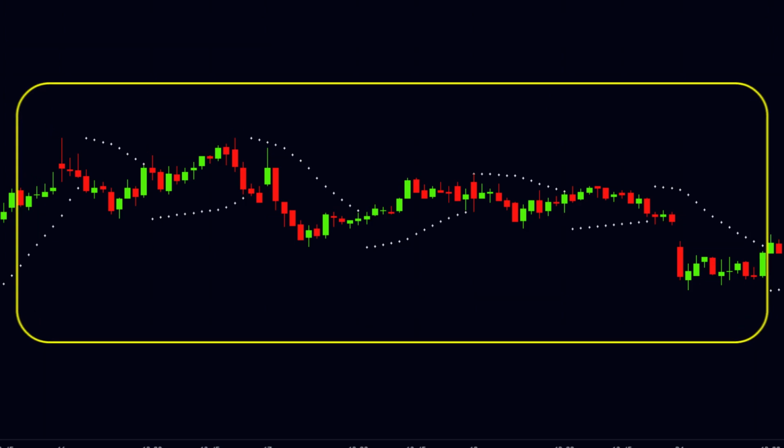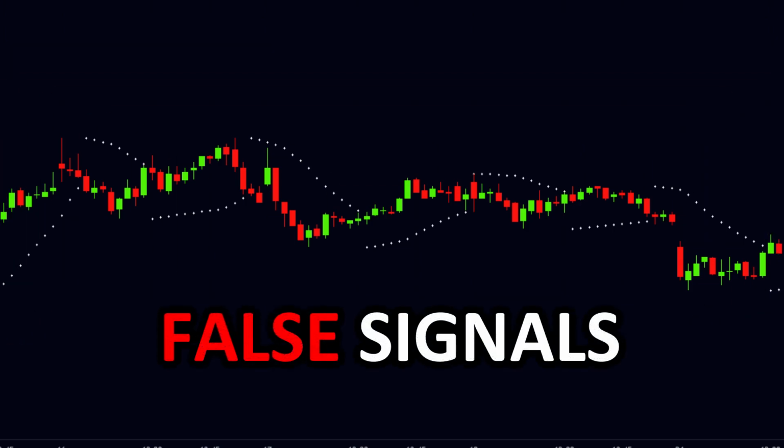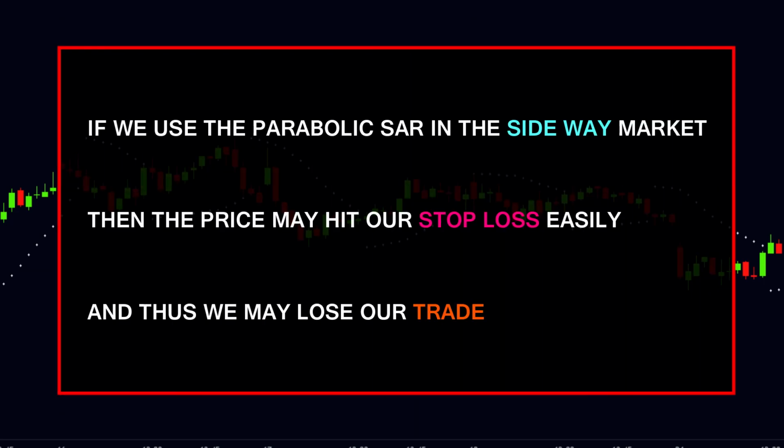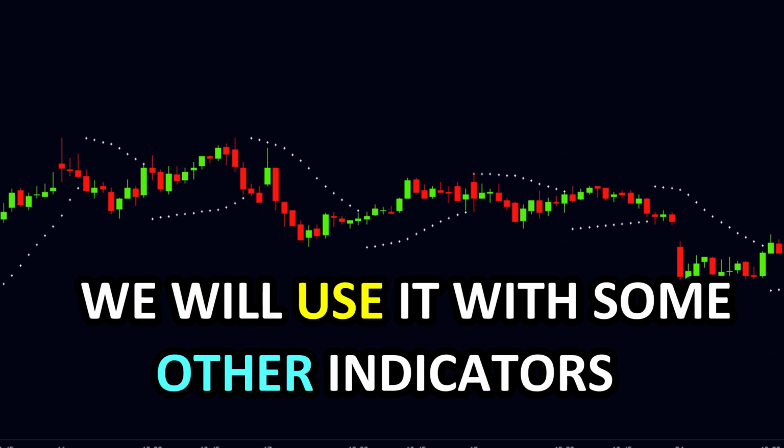But Parabolic SAR does not work properly in the sideway market, because it gives many false signals during sideway market. So, if we use the Parabolic SAR in the sideway market, then the price may hit our stop loss easily, and thus we may lose our trade. So, we cannot trade only on the basis of the Parabolic SAR. We will use it with some other indicators.